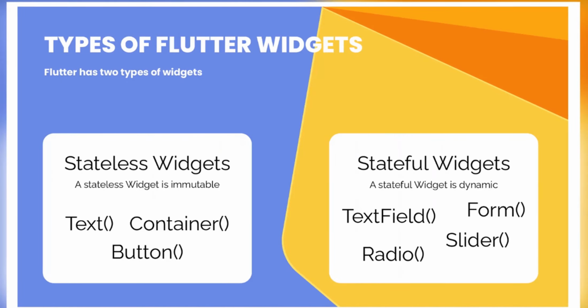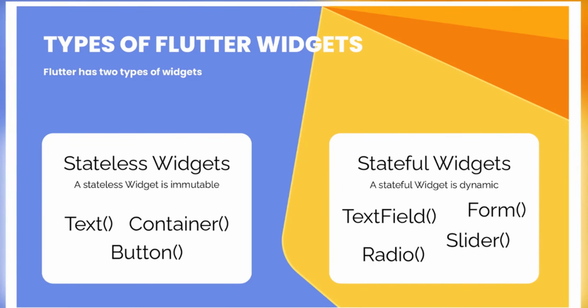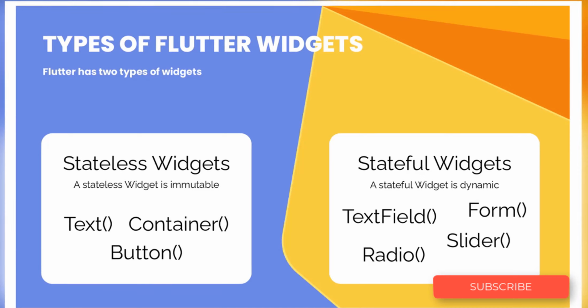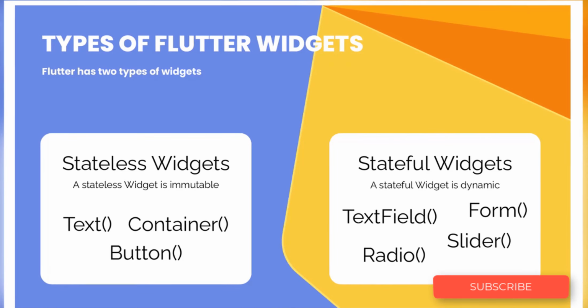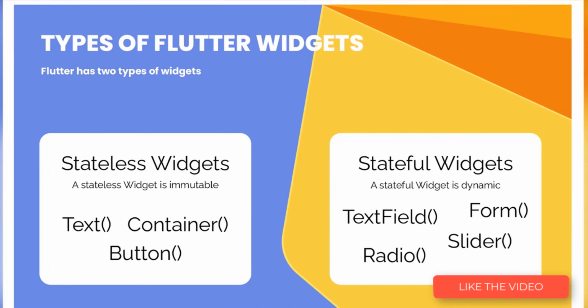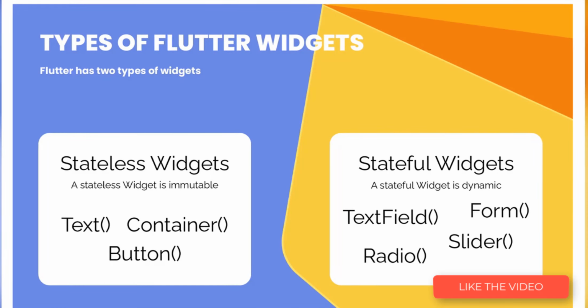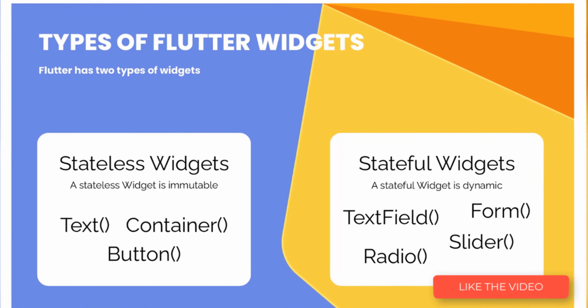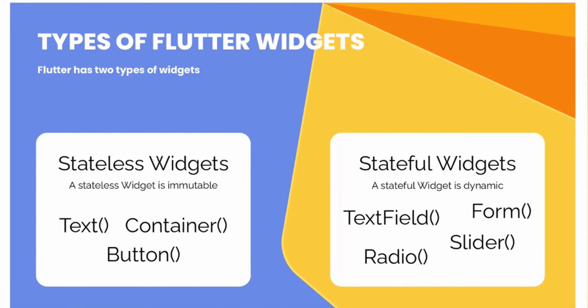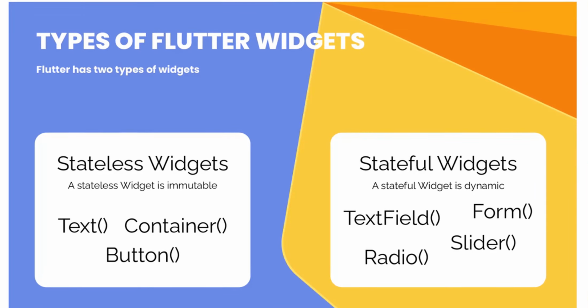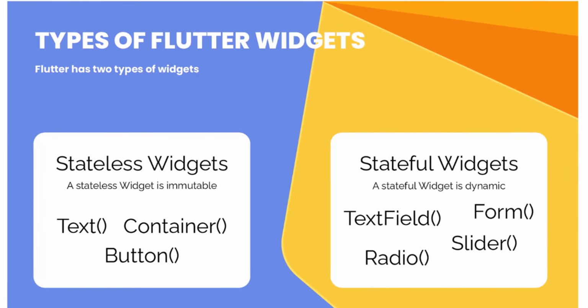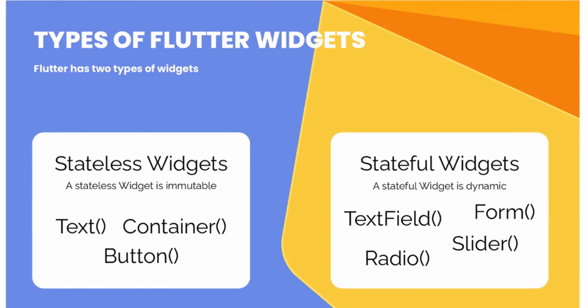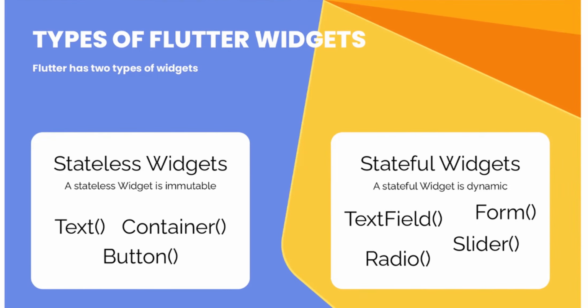So these are types of Flutter widgets. Like I said, we have the stateless widget and also the stateful widget. So Flutter has these two types of widgets. In this example of stateless widgets, we get to see containers, text, button, all those kinds of widgets. Then for the stateful widgets, we have the text field, form, slider. They are dynamic in nature, which means we can actually change things and it's going to render faster for us.